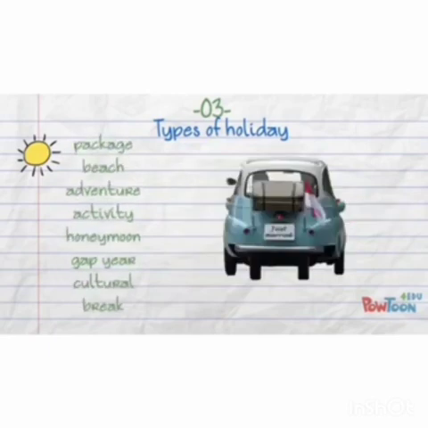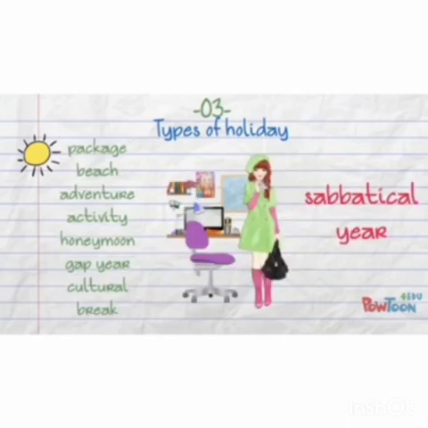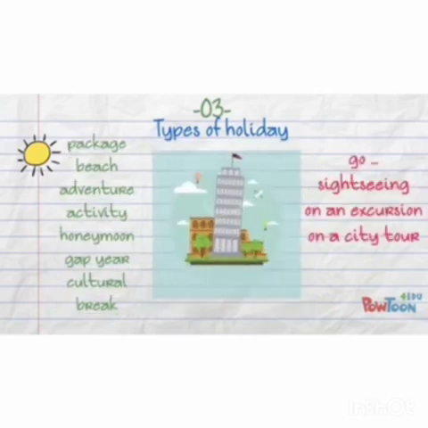And so here you see types of holiday, honeymoon. The next types of holiday, gap year or sabbatical year. The next types of holidays: cultural. Go sightseeing, on an excursion, on a city tour.